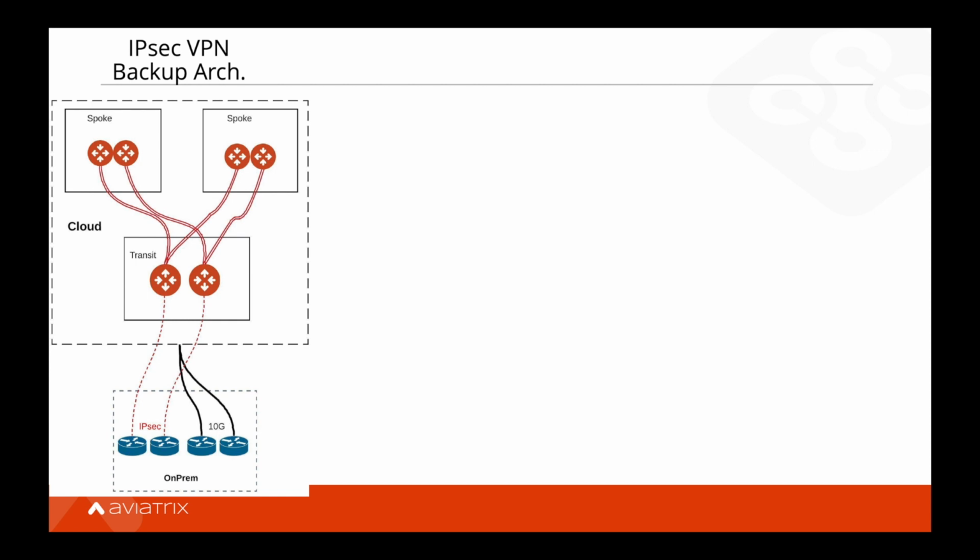Let's take a closer look at some Site-to-Cloud use cases. The first one is where an enterprise wants a backup path for their private circuits, such as Direct Connect, ExpressRoute, Cloud Interconnect, or Fast Connect, using IPsec over the Internet. Organizations will continue to use their primary private circuits for hybrid connectivity. And when that primary circuit fails, Aviatrix Traffic Engineering will automatically switch over to the backup IPsec links.